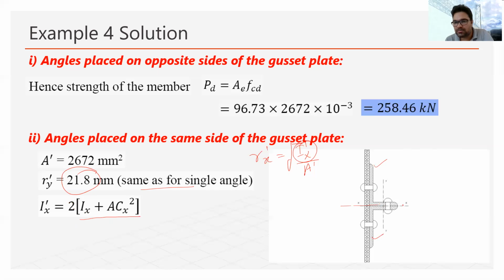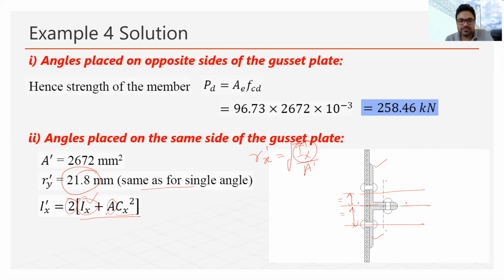Again I'm making the same, so this distance and this distance both are same. So that is why I am multiplying this by 2. Ix is the moment of inertia of individual angle section, which we have already found from the steel table. Similarly, the Cx value can also be found from the steel table.